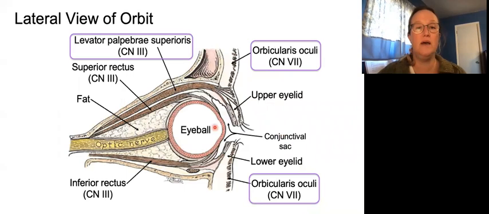All right, so there again, in addition to levator palpebrae superioris, here you can see a cross-section through orbicularis oculi, which is that ring-shaped muscle that goes around the eye and closes it. Again, innervated by the facial nerve. So here you can see a cross-section through it above the eye and below the eye.